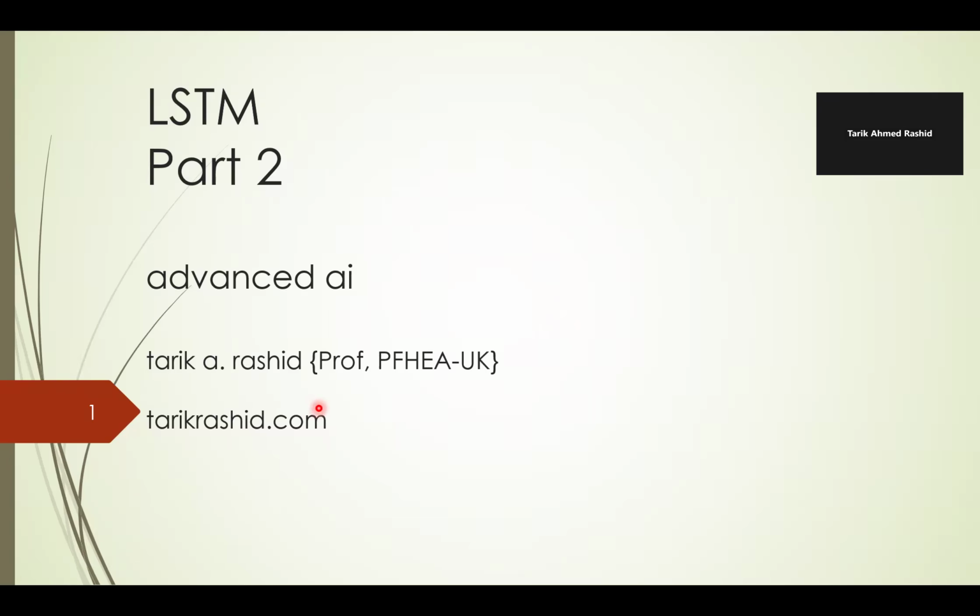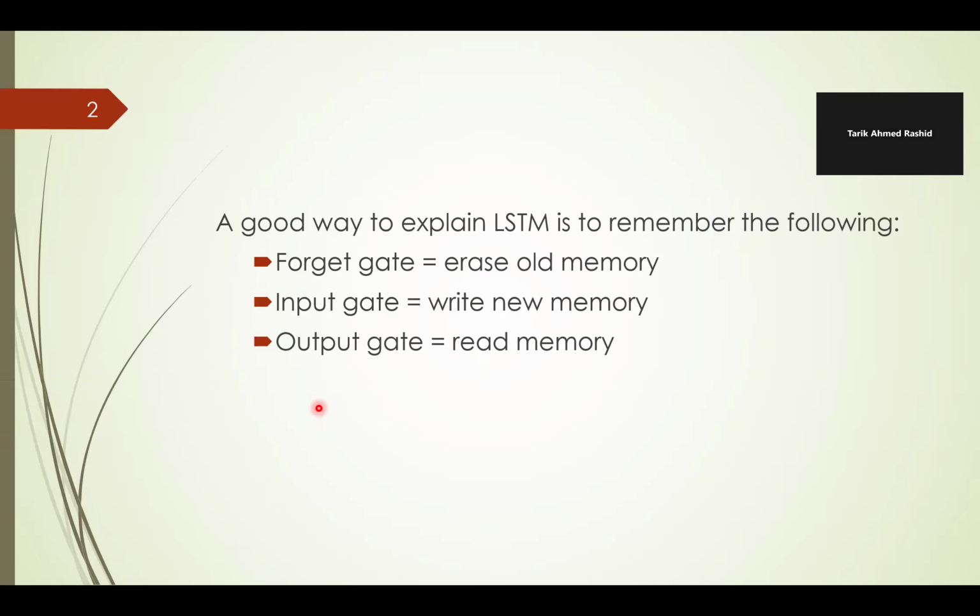So LSTM, a good way to explain LSTM and to remember it is that we have four gates. The purpose of the forget gate is to erase old memory or to ignore old memory. The input gate is to write new memory, and the output gate is to read memory.